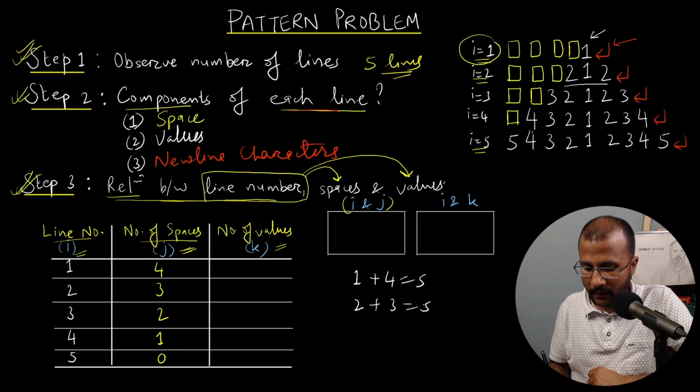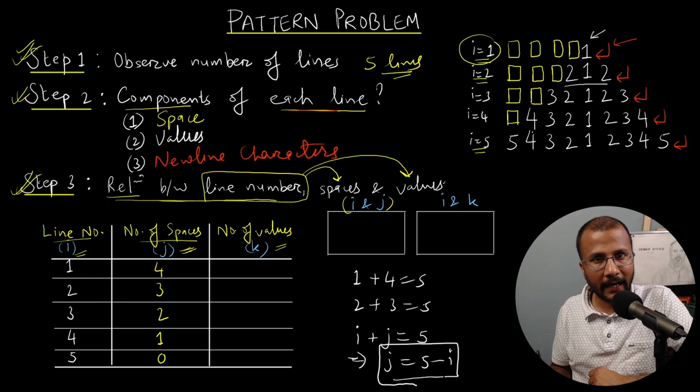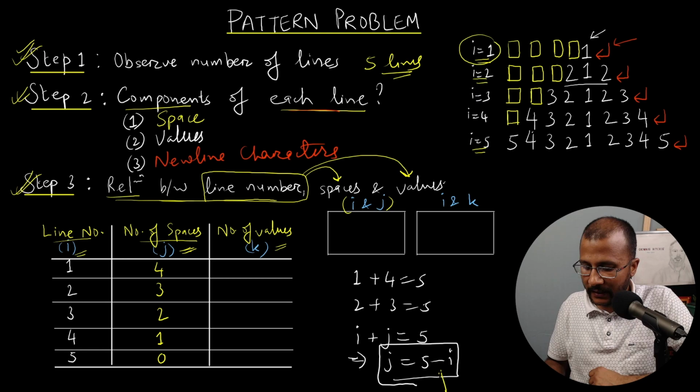If you add the line number I with the total number of spaces in that line J, it has the sum as 5. So from this I can conclude that J equals 5 minus I. This is the relationship between the line number and number of spaces. That means if I already know how many lines there are in my pattern, I will easily be able to find out how many spaces there are in that particular line. For example, in line number 3, I is 3.